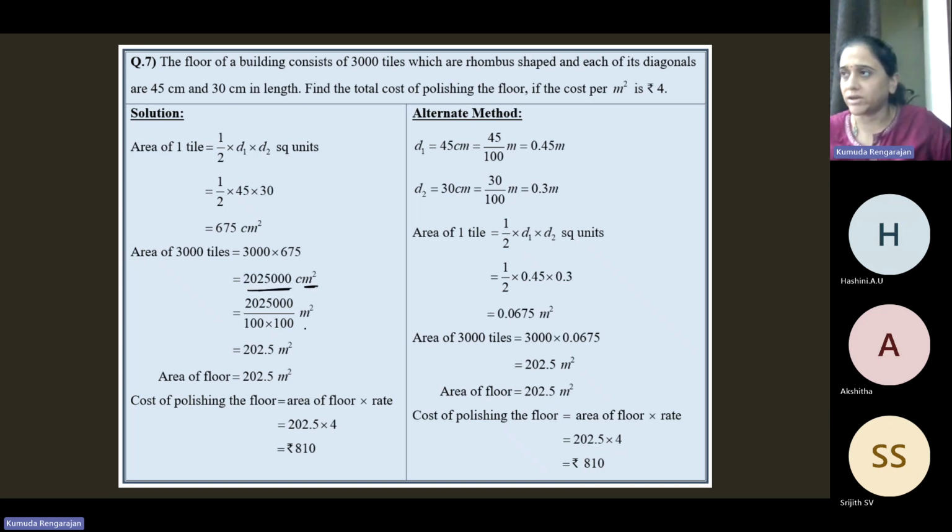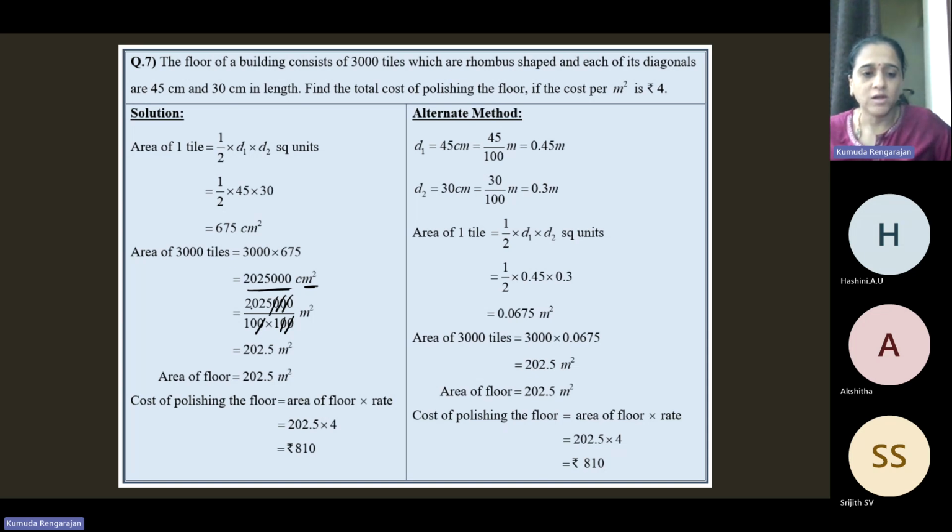Convert that to meter square. Convert centimeter square to meter square. How do you convert centimeter square to meter square? Divide by 100 2 times, because centimeter to meter divide by 100. Centimeter square to meter square, do the same thing 2 times.